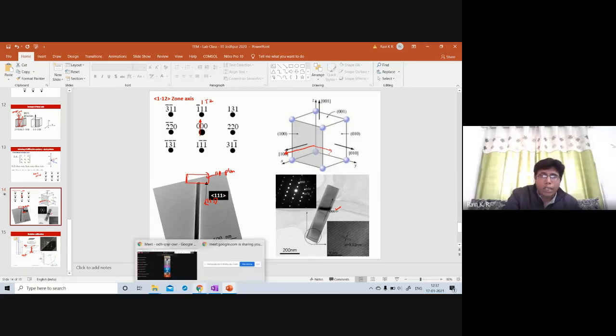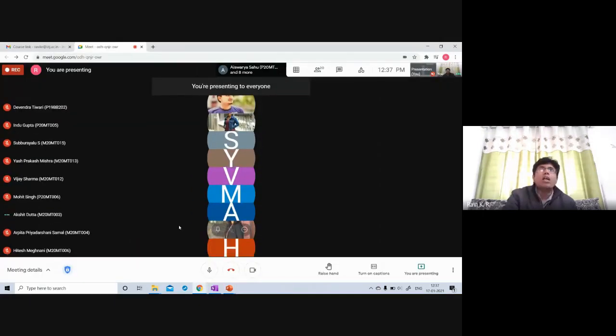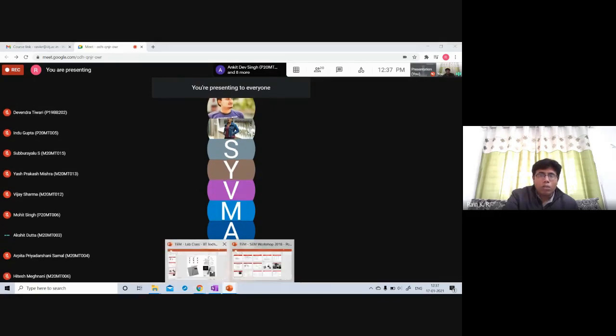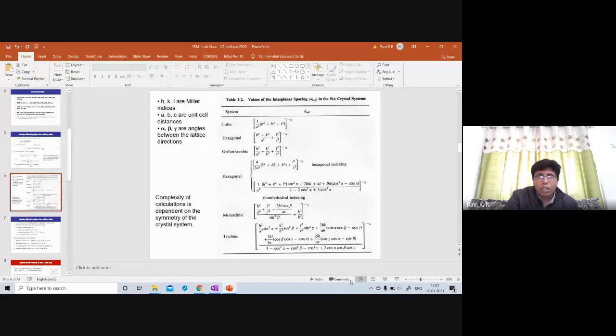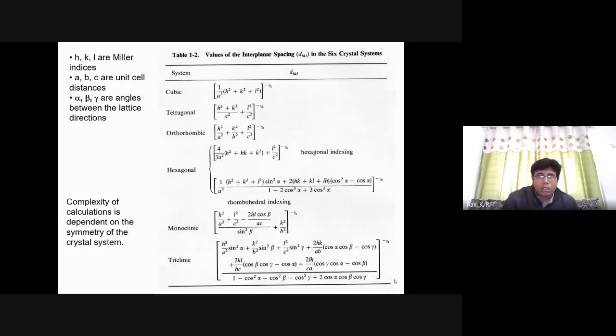Whatever technique I told you is valid only for the cubic system, not for the non-cubic system, because in non-cubic the relationship is different. So this is for a cubic system. Okay, fine. For a cubic system, d is equal to a divided by root of h square plus k square plus l square.